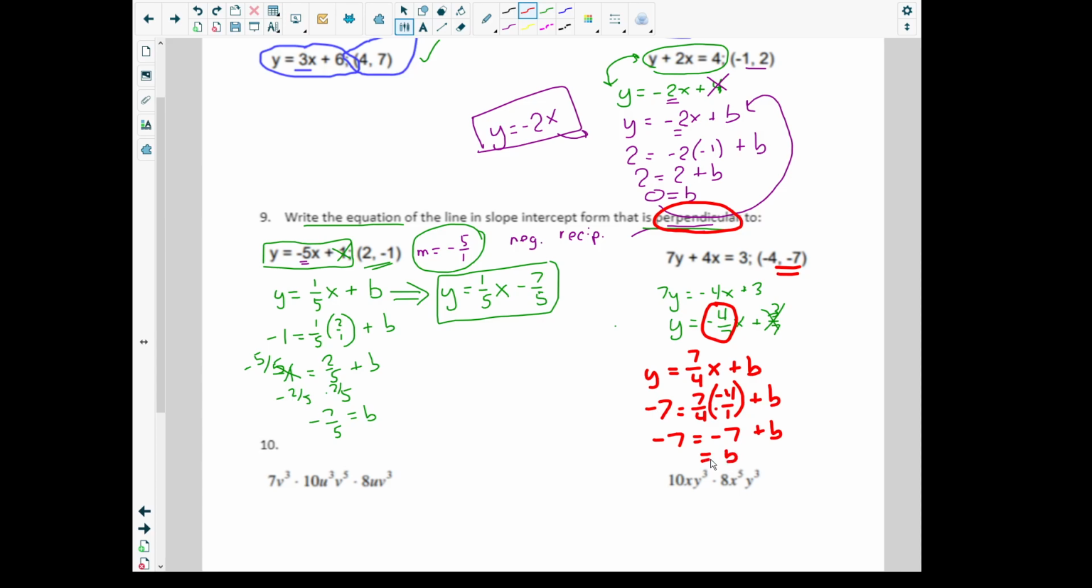And then I'm going to add 7 to both sides. Negative 7 plus 7, of course, is 0. So the final answer to this problem is y equals 7/4 x. There's no b, or I should say there's a b, but it's 0.